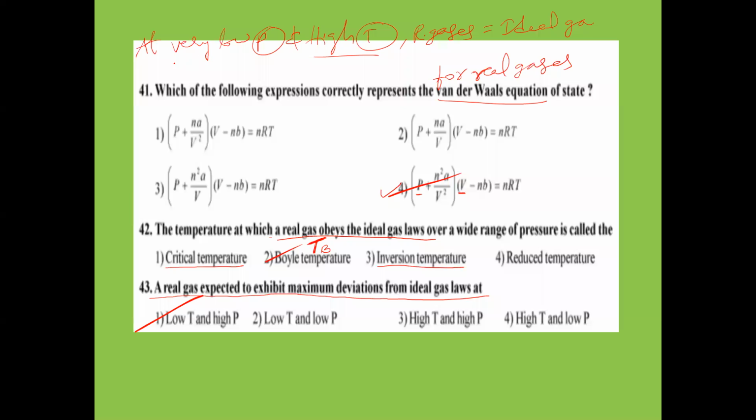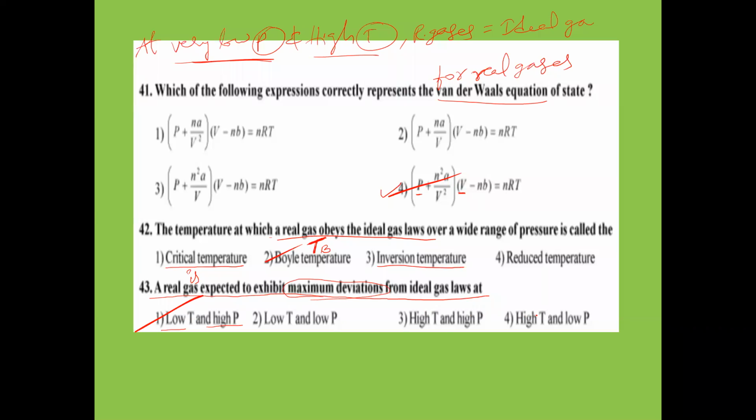Now the reverse of these conditions is high pressure and low temperature. In that condition, real gases will deviate to the maximum extent. So here, a real gas is expected to exhibit maximum deviations from ideal gas laws at low temperature and high pressure. At these conditions, more deviations will be there.